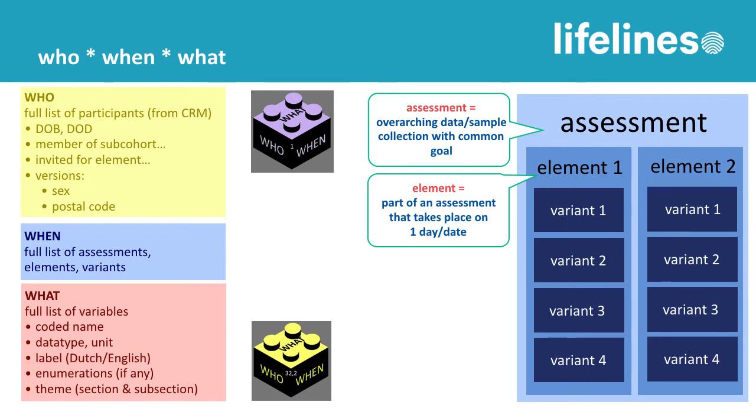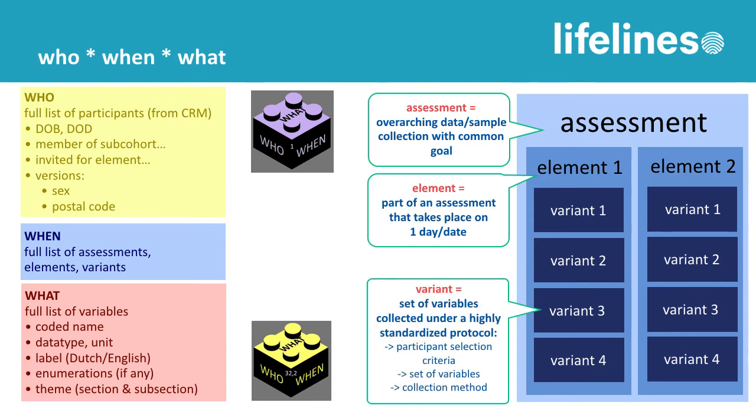Within those elements, you can recognize variants, and sometimes there's only one, sometimes there are 20, it's all possible. But the definition of a variant is that it's a very highly standardized set of variables under a very specific protocol. What I mean with protocol is that it has a very specific participant selection, so they adhere to specific criteria, for example, 18 plus or female, or a combination of many criteria. That's all possible. A variant has a fixed set of variables, so if any variable changes or is dropped or is replaced, then you get a new variant.